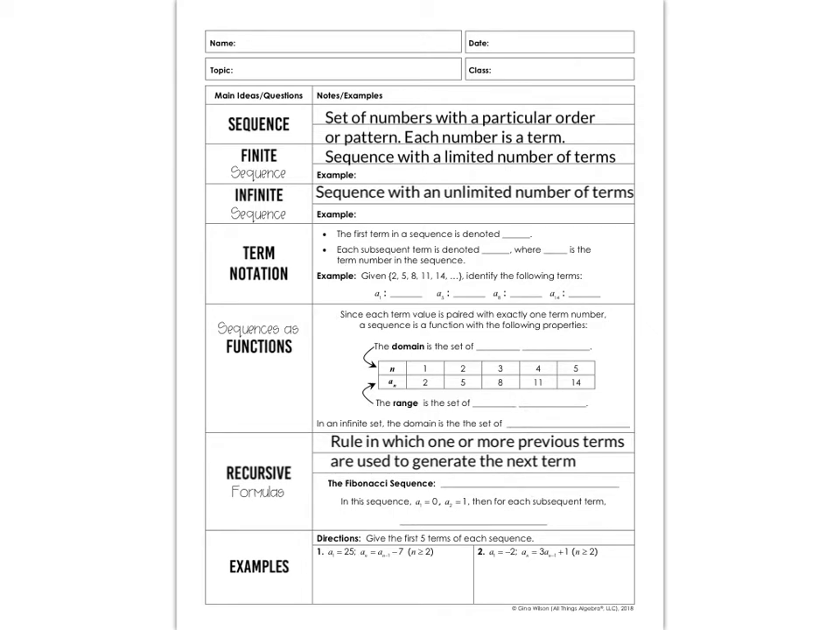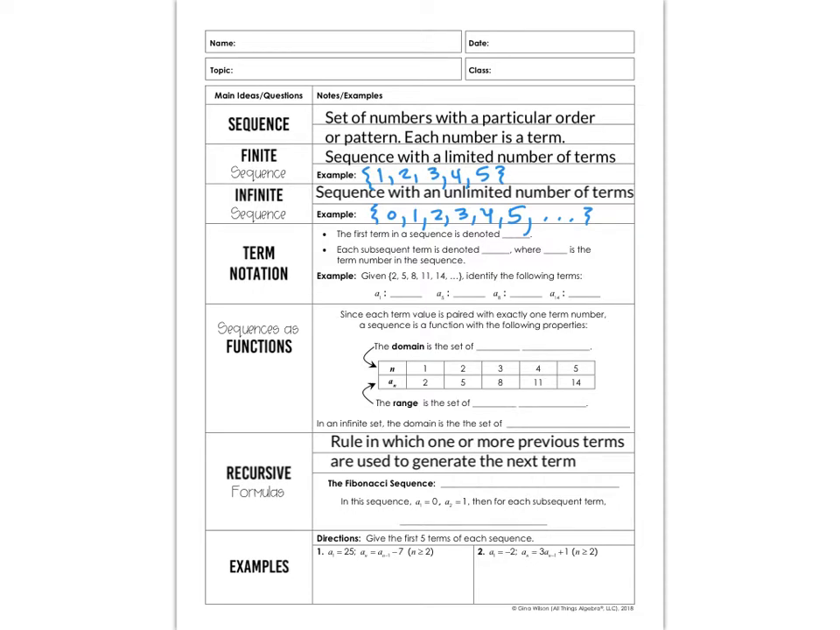For example, if you had the sequence 1, 2, 3, 4, 5, and that was it, that would be a finite sequence. There's a definite number. A sequence with an unlimited number would be something like 0, 1, 2, 3, 4, 5, but then it has these three little dots at the end. That means it goes on forever. That's an infinite sequence. It has no ending. It actually goes to infinity.